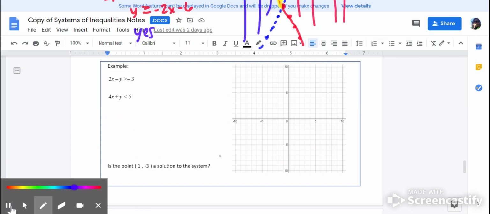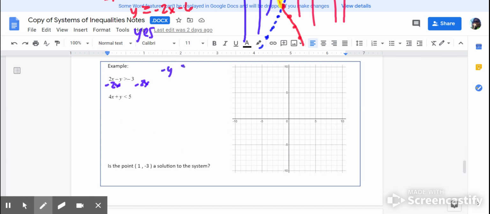For the next examples, you see that we have to put both of these in slope-intercept form. So I have negative y is greater than negative 2x plus 3. Divide everything by negative 1. So y, I have to flip my sign, is now less than 2x minus 3. So negative 3, up 2 to the right 1. Or I can come back to my y-intercept and go down 2 to the left 1. It is just less than, so it will be a dotted line.